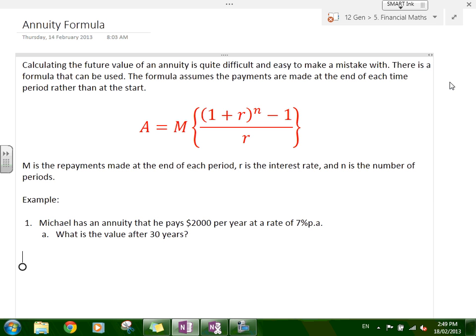So, any questions about it? Do you understand what M is? Do you understand what R is? Do you understand what N is?